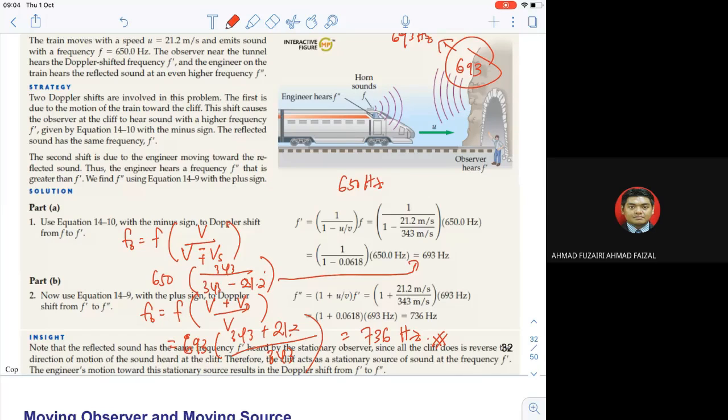Okay, I have one question here. Can we write the frequency in decimal point? Definitely yes. Okay, boleh ya, boleh.